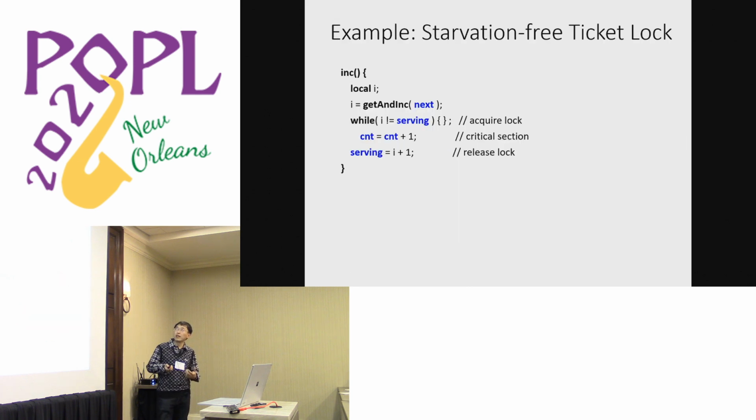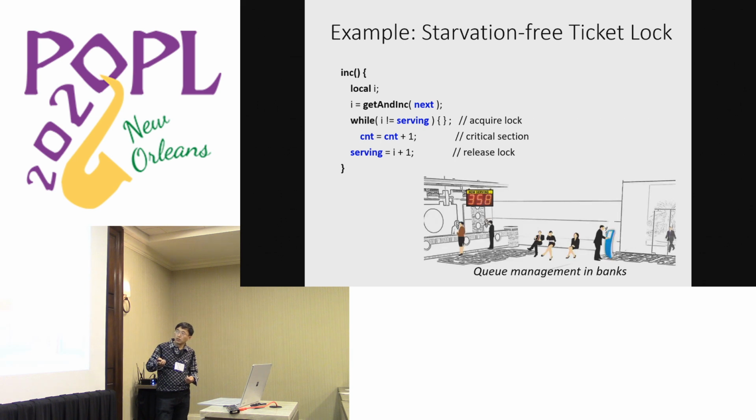But if we look at a different example, using a different implementation of lock, the so-called ticket lock. Here the first two lines implement lock acquire, and then we increment this counter, and then we release the lock. So this ticket lock is simulating the banking system, which means that all the clients that try to acquire the lock actually form a queue.